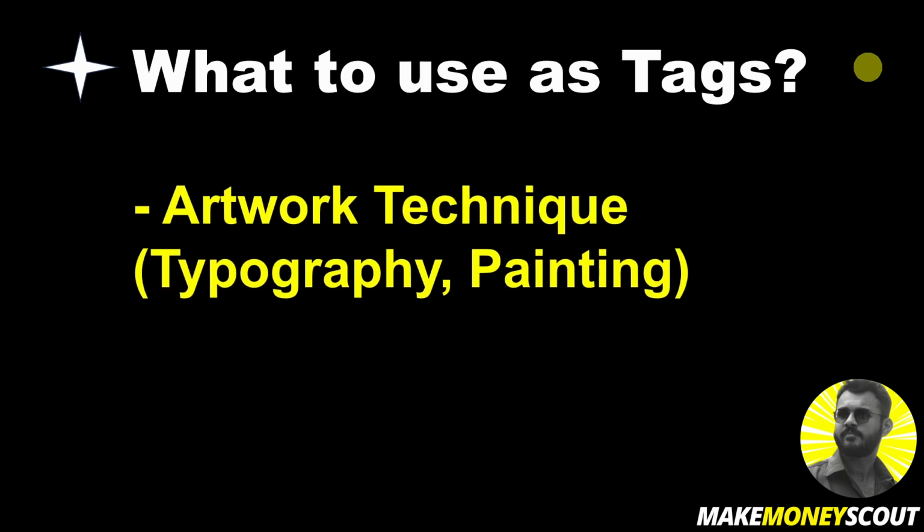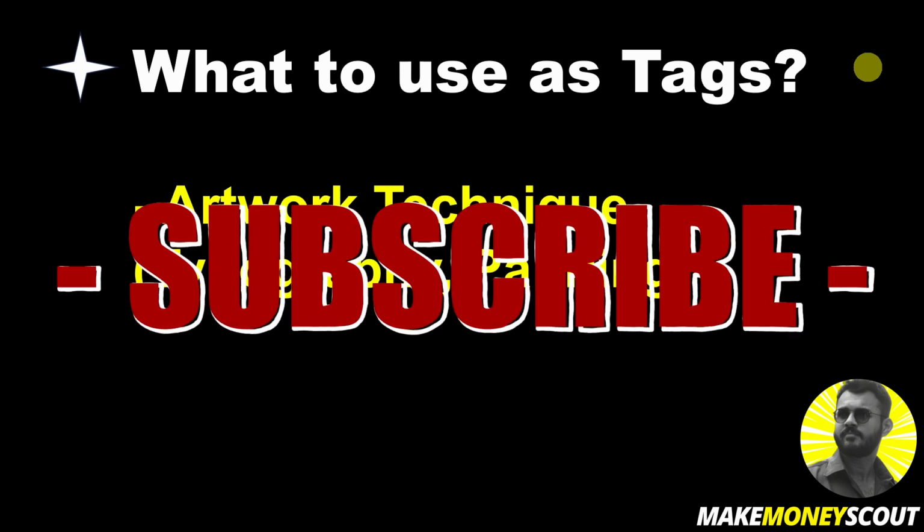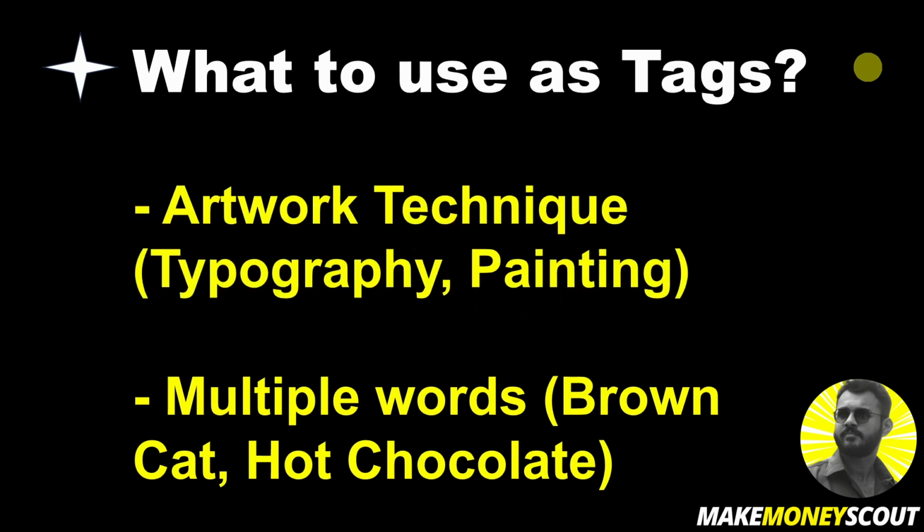The next thing that you can use as a tag is the artwork technique. For example, if your design is a typographical design, then you can use typography as a tag. And if your design is related to painting, then you can use painting as a tag. You can also use multiple words to describe your design. For example, if your design has a cat which is brown in color, you can use brown cat as a tag. And if your design contains hot chocolate, then you can use hot chocolate as a tag.